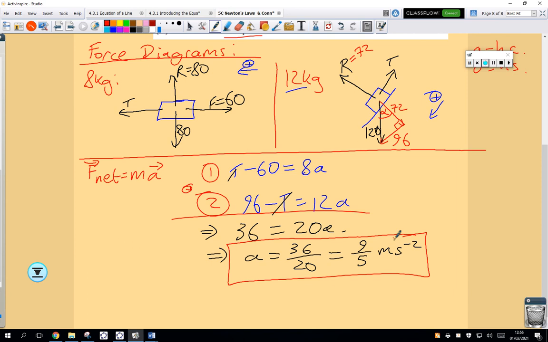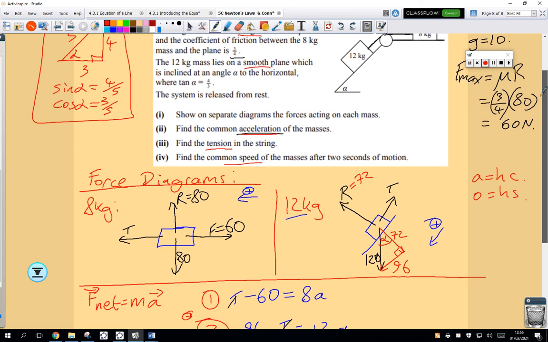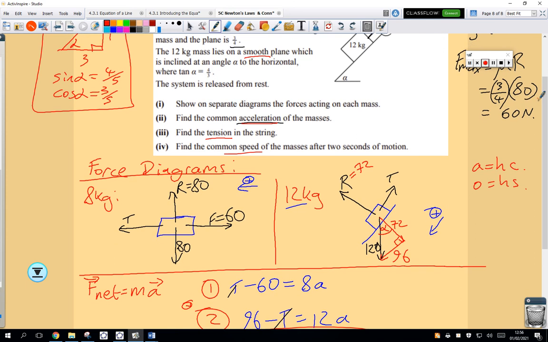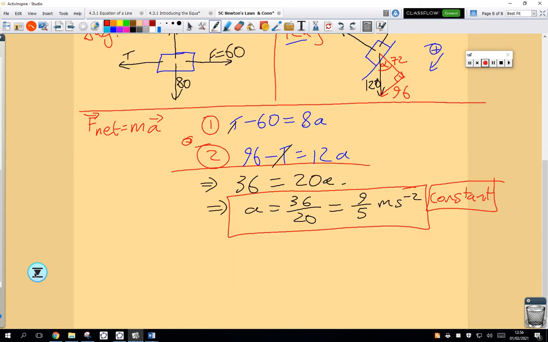Part 2, it was actually part 2. Part 1 was to draw the force diagrams. Part 3 was to find the tension and then find the common speed after 2 seconds. So the next thing we're going to find the tension. Really important to note is that this is constant. 9/5 is a constant. It's not dependent on anything else. It's just fixed. Because it's a constant, that means I can use my master equations of kinematics when calculating speeds and distances and times and that kind of stuff.